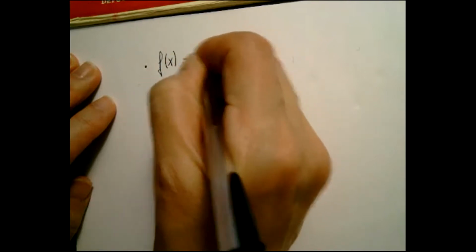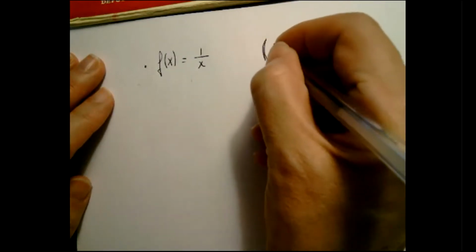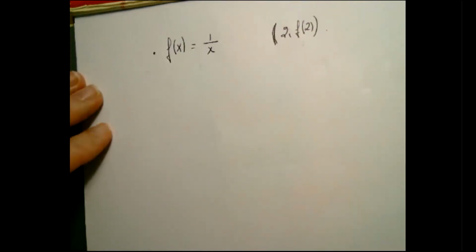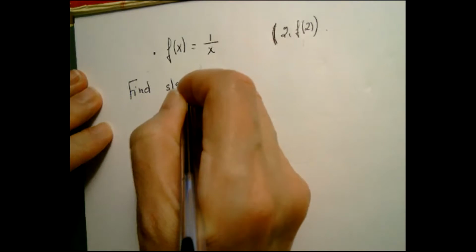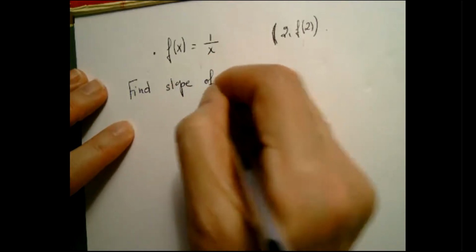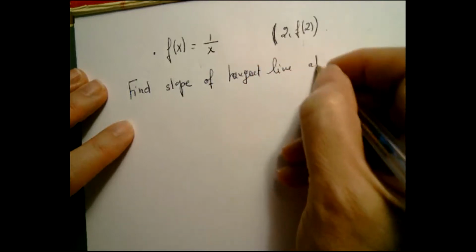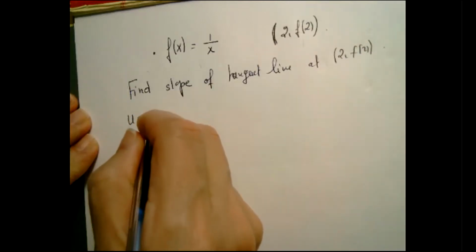I'm going to take a function, let's say f of x equals 1 over x, for example. That's purely for algebraic reasons. And my point of interest, let me take the point of interest to be f of 2. My question is, we're going to find the slope of the tangent line at the point f of 2, and we have to do it using both definitions.